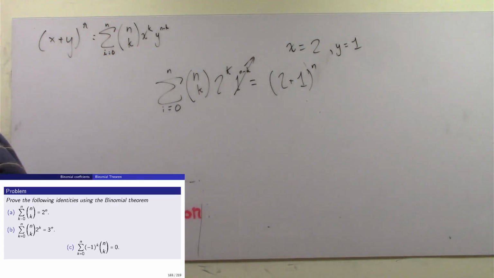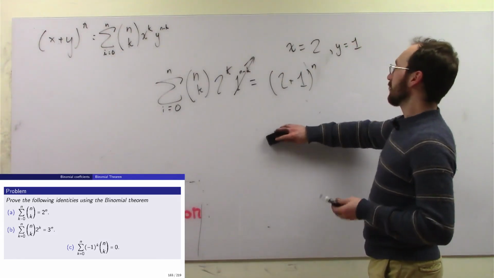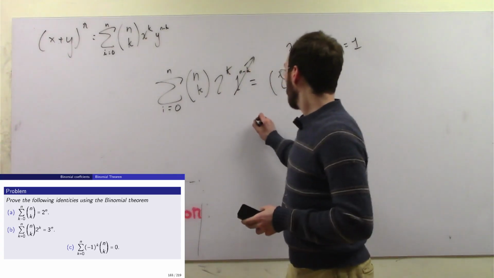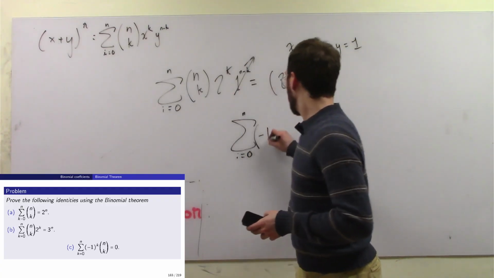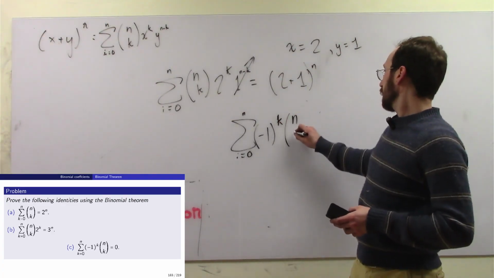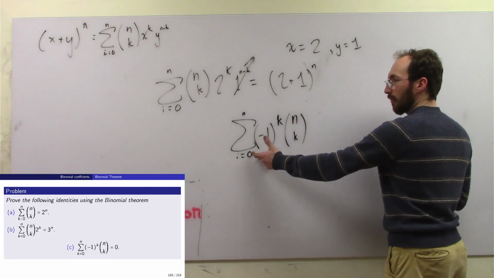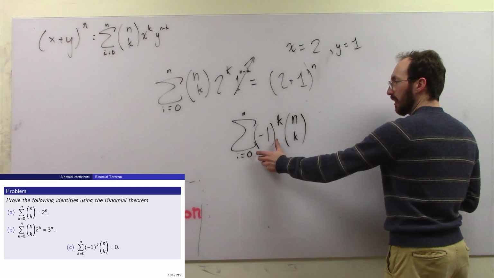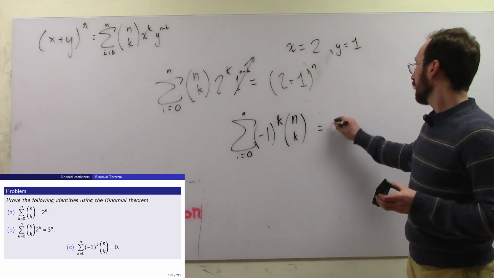And now one of my favorite identities, which is again a use of the binomial theorem, is that if we sum up, k, there we go, if we take binomial coefficients and make every other one negative, so we sum up the binomial coefficients, making every other one negative, this will get you 0.